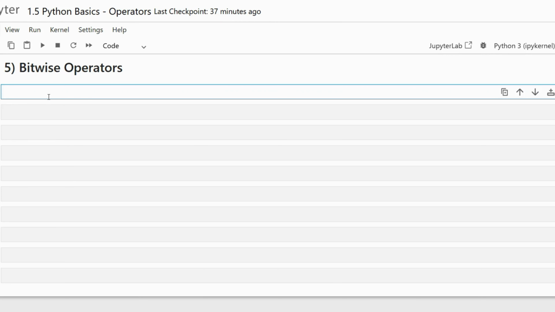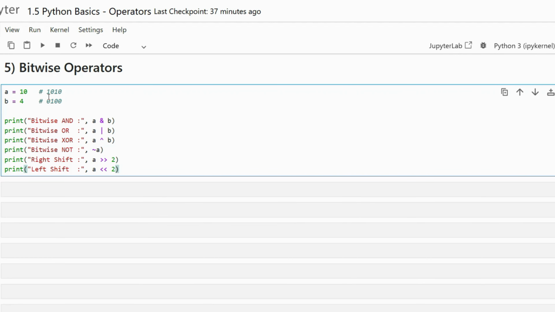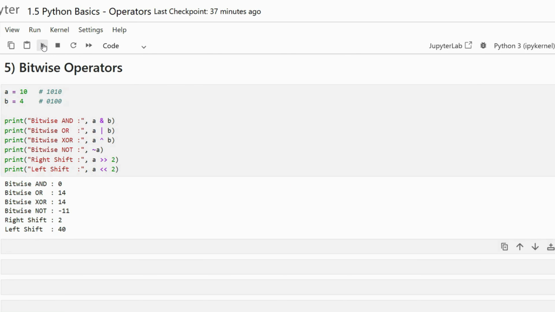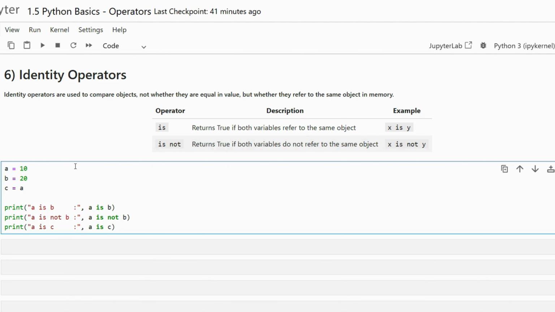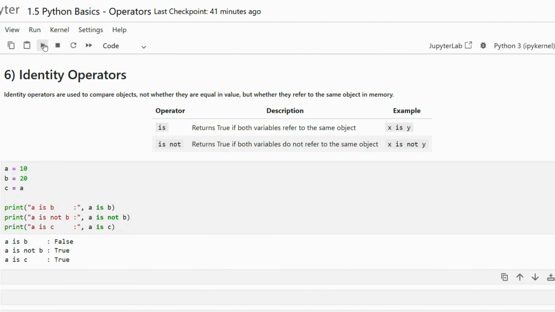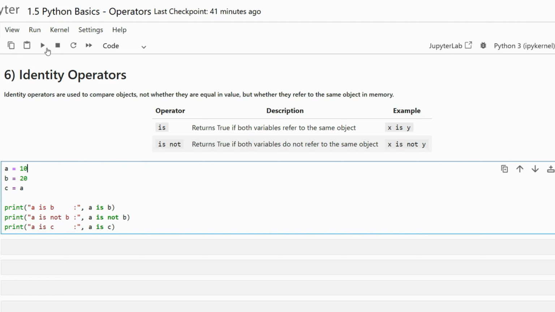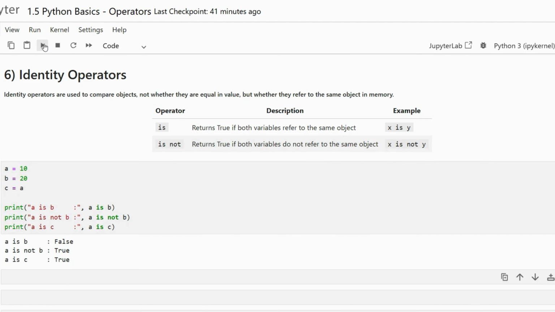The bitwise operator operates on the binary level. A is equal to 10 gives you binary 1010. B is equal to 4 gives you binary 0100. A ampersand B gives you 0000, which is equal to 0. The identity operator checks memory location, not value. Let's take A is equal to 10 and B is equal to 20. C is equal to A. A is B gives you false. A is not B gives you true. A is C gives you true.